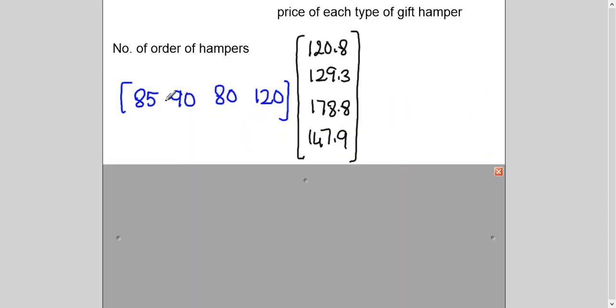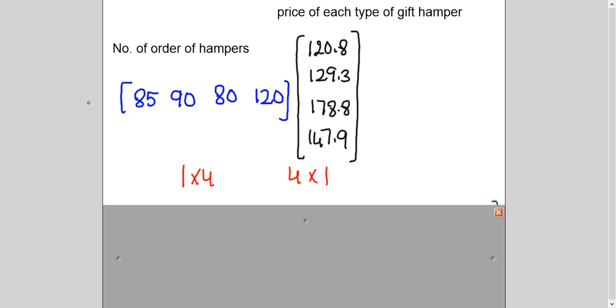Okay, then let's write it in the other way around. If I write number of order of hampers first, and price of each hamper here, the order is 1 by 4, and this order is 4 rows and 1 column. Now this is also possible, and the product I will get with this is 1 by 1. So does this make sense? Let's see. These were 85 happiness hamper. So you are multiplying 85 by this, 90 by this.